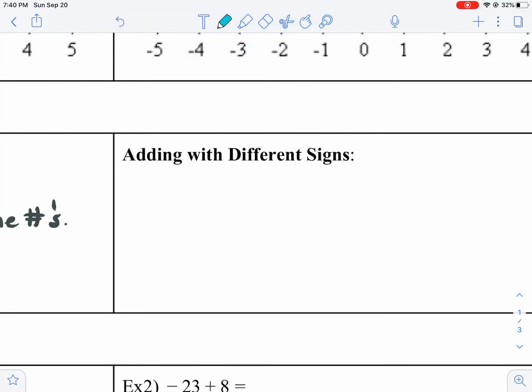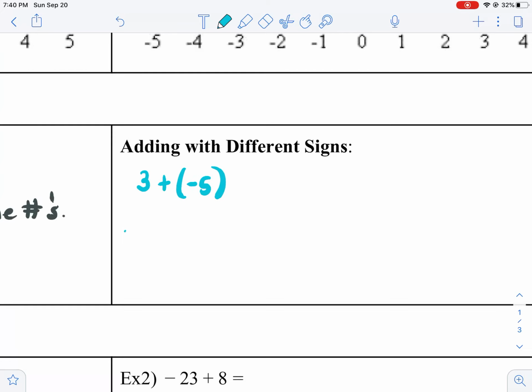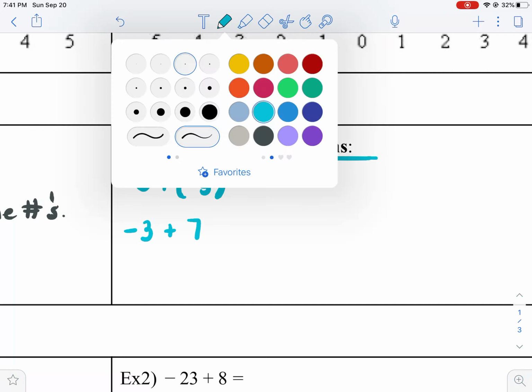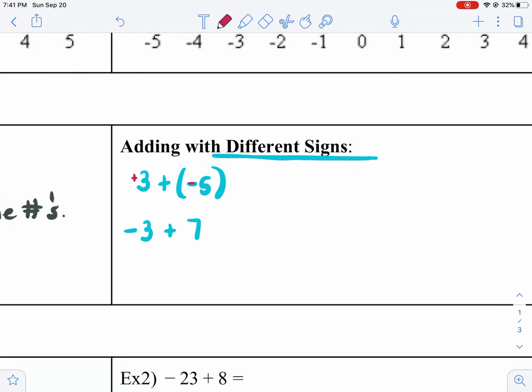The different signs is a little bit more complicated, but not so much. We have 3 plus -5. I'll do one more. -3 plus 7. Okay? So for adding with different signs, we have a positive and a negative, we have a negative and a positive, or we can use this positive sign, okay? Or we can use this one.